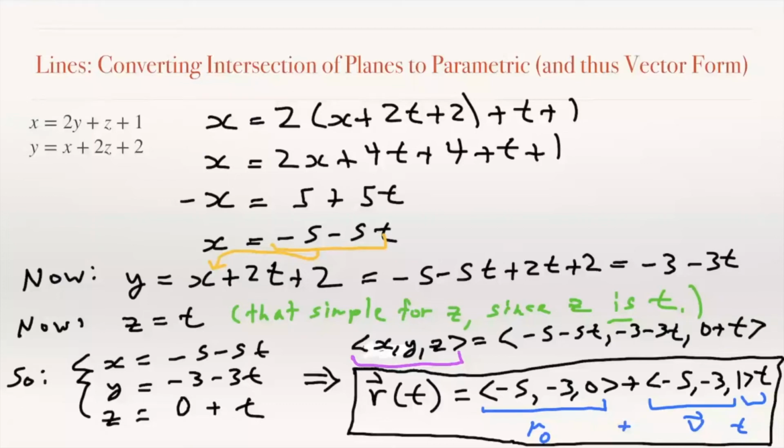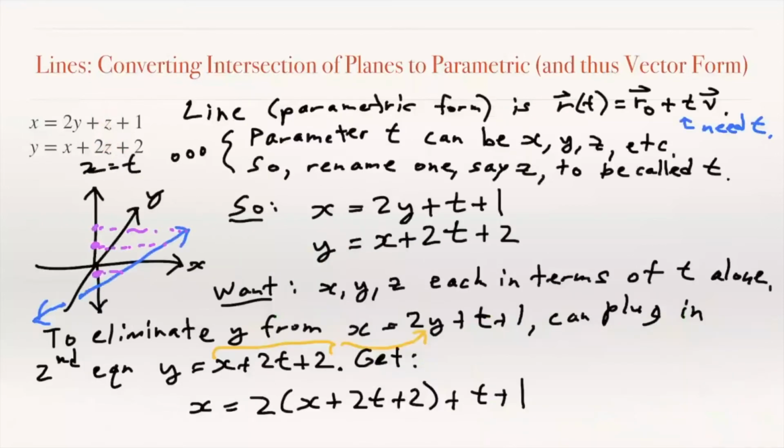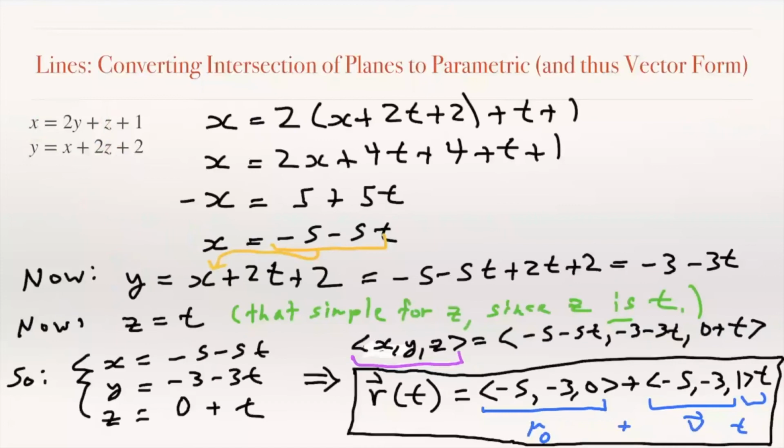I know that's a lot of steps, but the recap is we can just rename one of the variables to t per this visualization. So here when z is t, different points on the t-axis now correspond to different points on the line. And then we want to get x and y each in terms of t alone. We can do that by substitution or elimination. And then whichever variable we rename to t, it is just t. So then we have each x, y, and z in terms of t only.